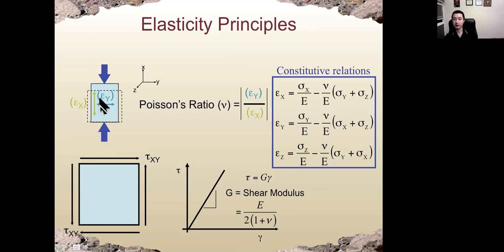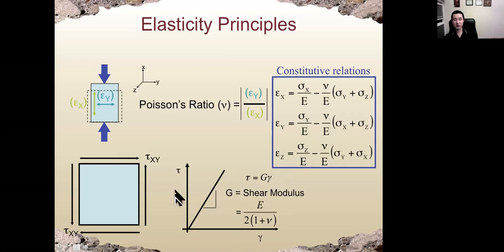compression or tension. If we have multi-axial stress, the strain in one axis is the combination of the strain from other directions. For example, this is the stress from the x direction over the E value, minus this term with Poisson's ratio. So we can see from here that the stress coming from the other two directions also contributes to the strain in the x direction. The same thing applies for the y and z directions.